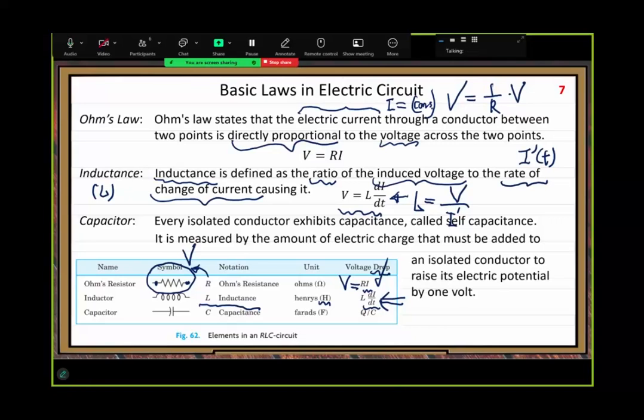So this is 1 unit. 1 volt, that's the unit, right? 1 V. Volt, we use that V.